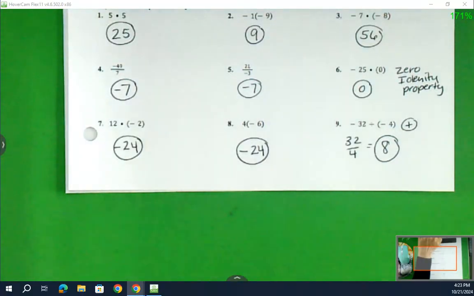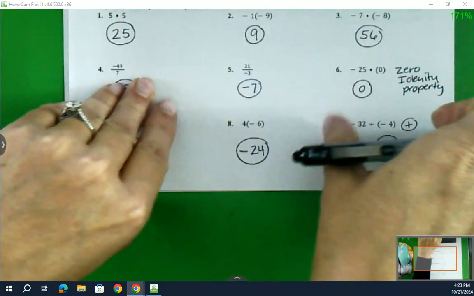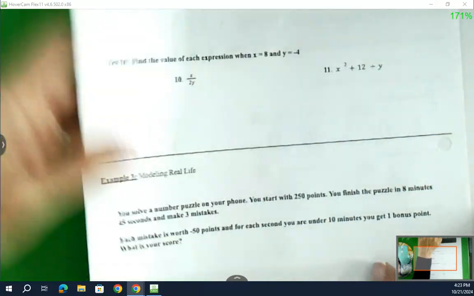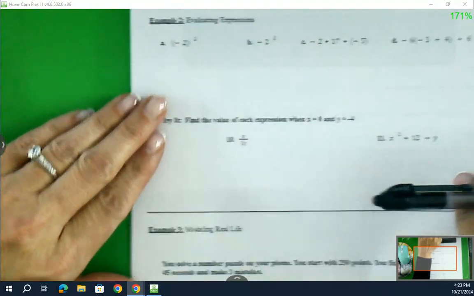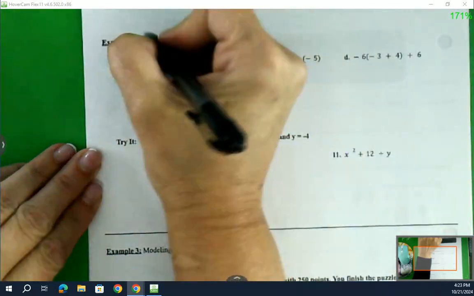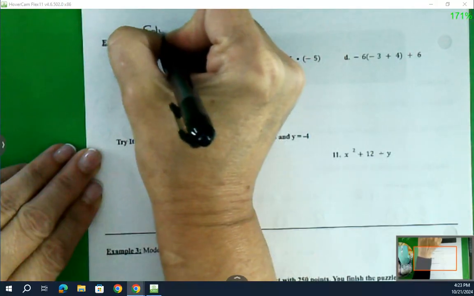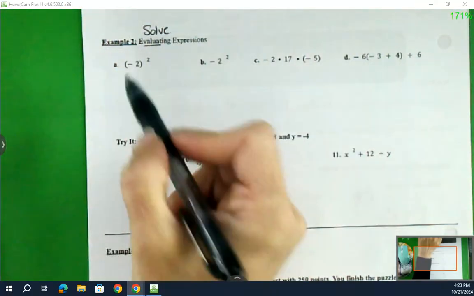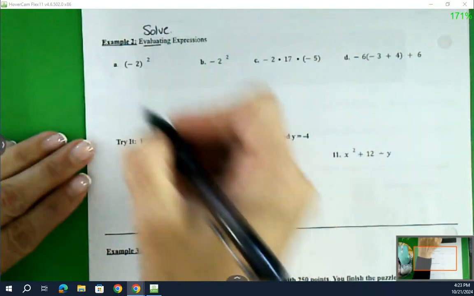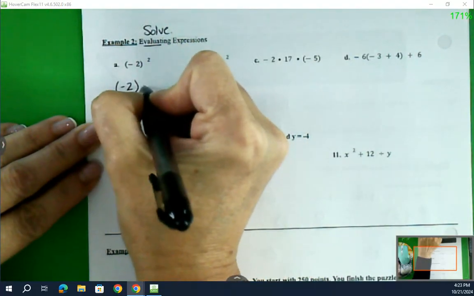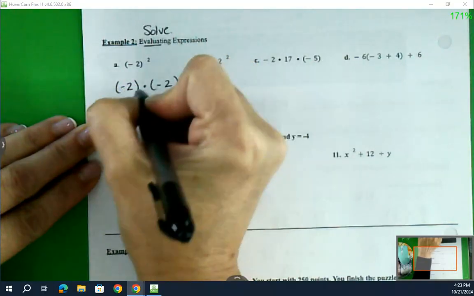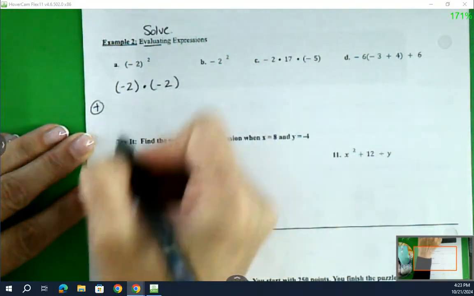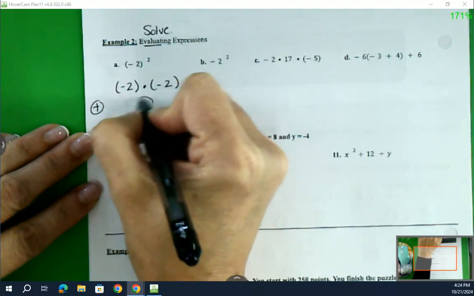All right, let's turn it over to the other side in evaluating expressions. Okay, when we evaluate expressions, remember evaluate means to solve in math. So we have the quantity -2 squared. That means we're going to have -2 times -2. So we're going to write that out. And then here we have the same sign means they're positive. And 2 times 2 is 4. So our answer is 4.